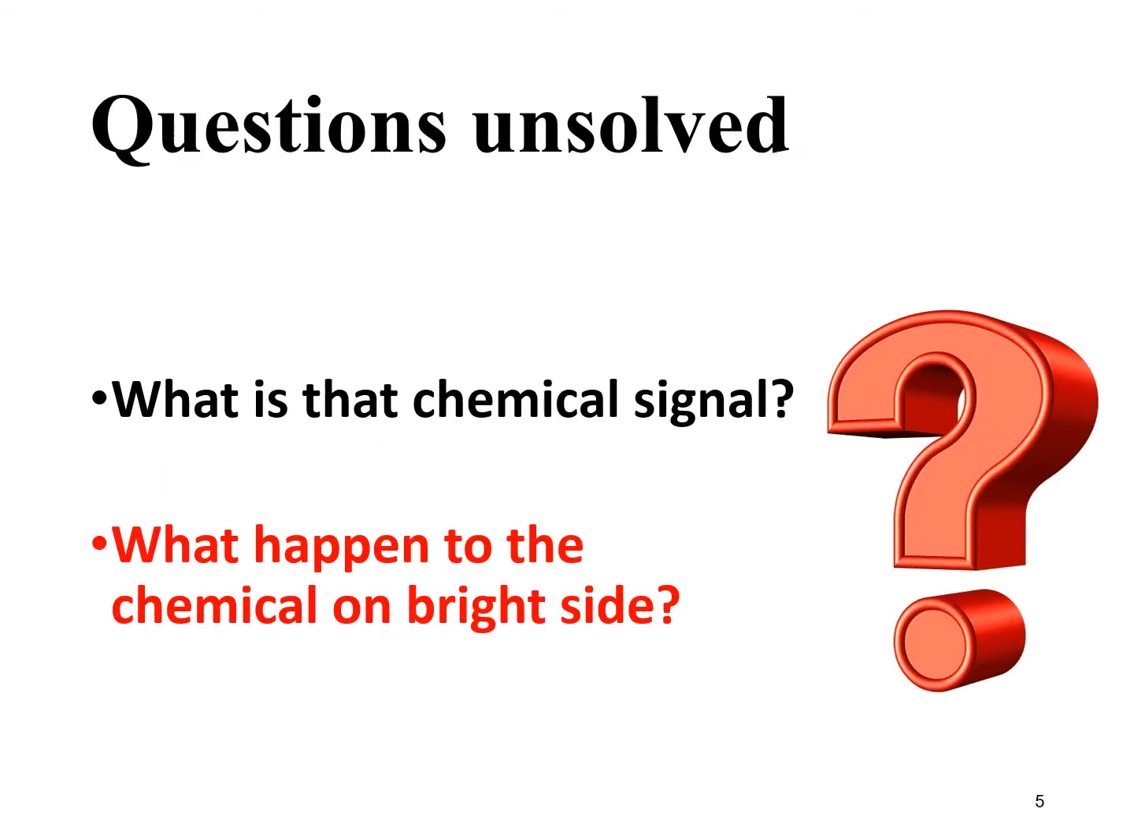The second unsolved question is, what happens to the chemical on the bright side? Does the chemical evaporate and go away? Are they destroyed by the light? Do they move away from the light to the shaded side? What happens to them? Let's take a look.